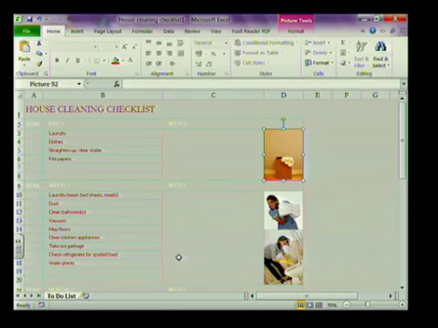Right, and that concludes our lesson on using spreadsheets for a specific purpose.